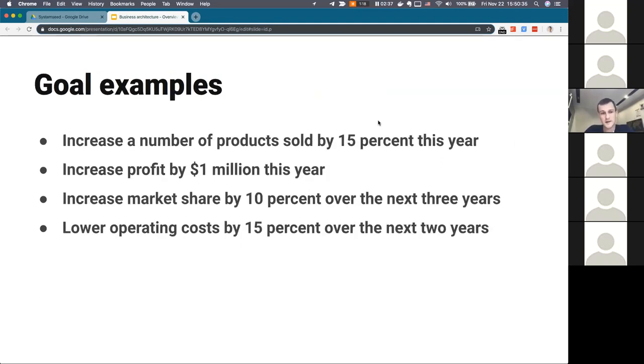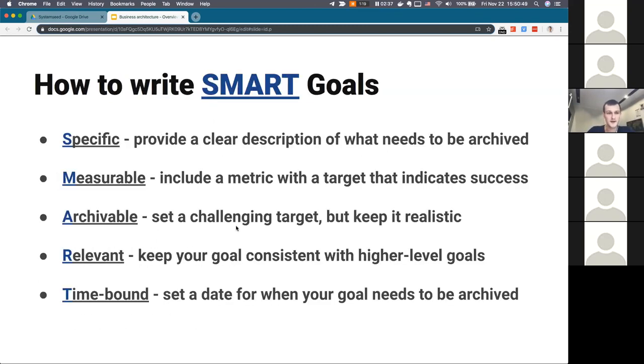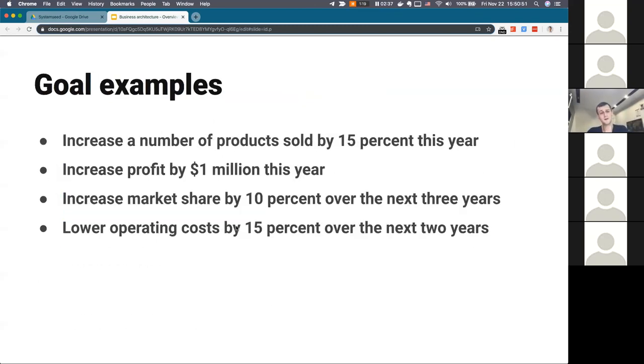A goal example: increase the number of products sold by 15% this year. For example, we have this business driver to increase the revenue, and a goal relevant to this business driver will be to increase the number of products sold by 15% this year. If you try to validate this goal, this is quite specific. We know what should be achieved.